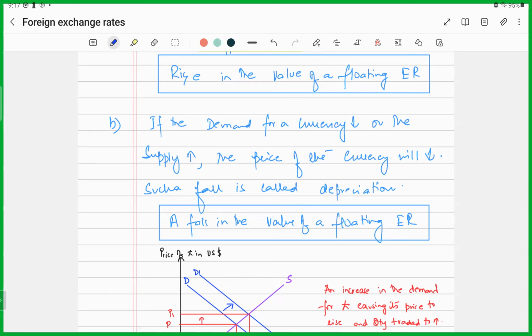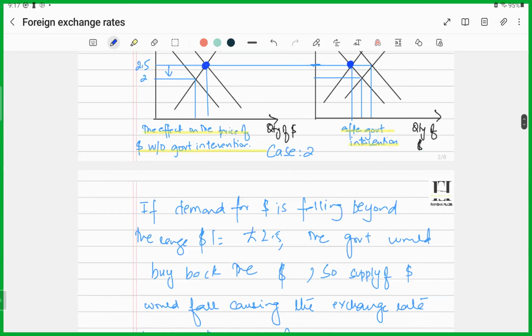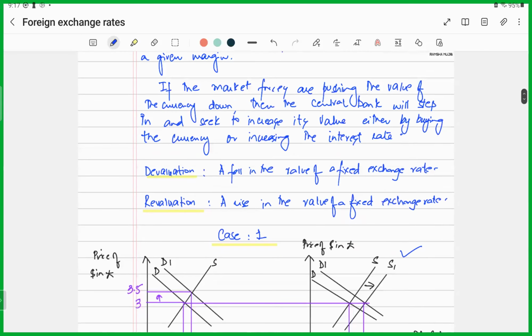But what about the fixed exchange rate? What had we called it? Yes, devaluation and revaluation. Don't mix the terms. Be very clear in your concepts.